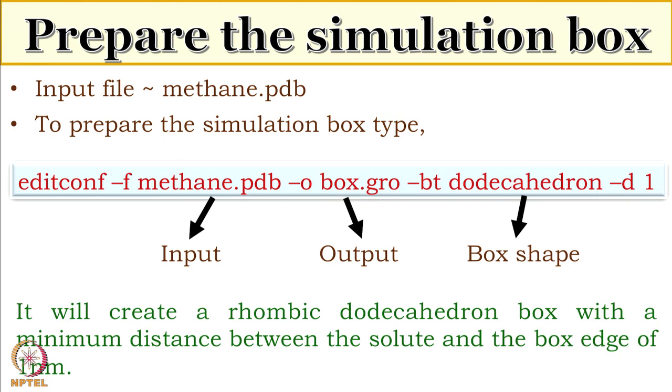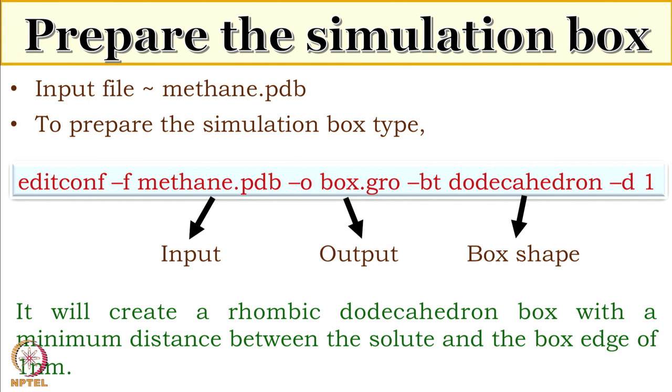Now, what we do, we create a box around the solute molecule, and to prepare the box we will use the command editconf: editconf -f methane.pdb -o box.gro, that is my output file, where gro is the GROMACS structure file, and -bt dodecahedron, where bt is the box type and dodecahedron is my box shape, and -d 1. So what will it do? It will create a dodecahedron box with the minimum distance between the solute and the box edge being 1 nanometer.